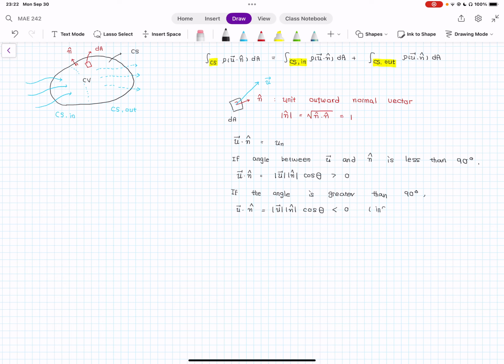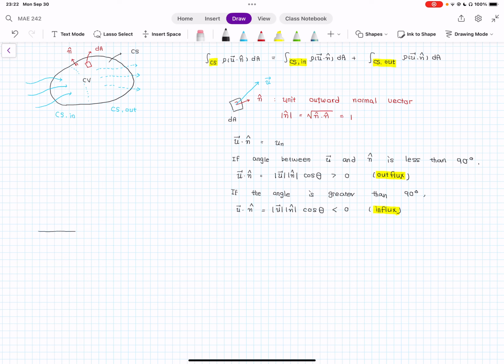So mass influx and mass outflux. So the sign of the normal velocity component, that is important. So with all these basics in mind, let's move forward to evaluate this integral on the control surface. So let me do this quick example.